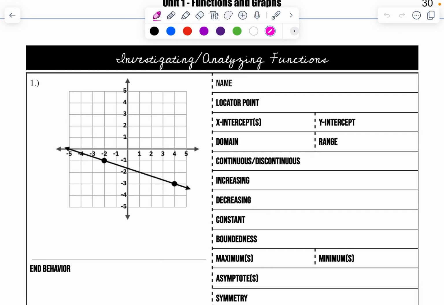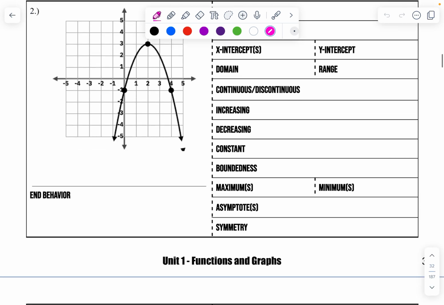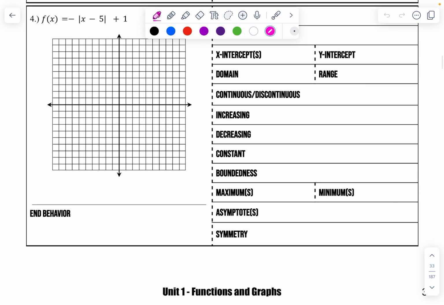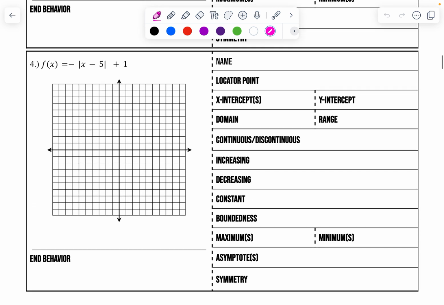All right, we are going to talk about investigating and analyzing functions. So there are 6 of them here in your notebook. We are going to go through 4, 5, and 6, and then hopefully you'll be able to go back and do 1, 2, and 3 once you've seen how to do these.